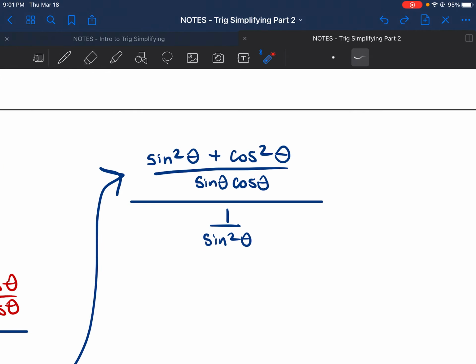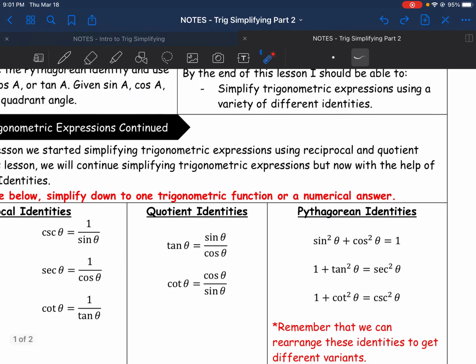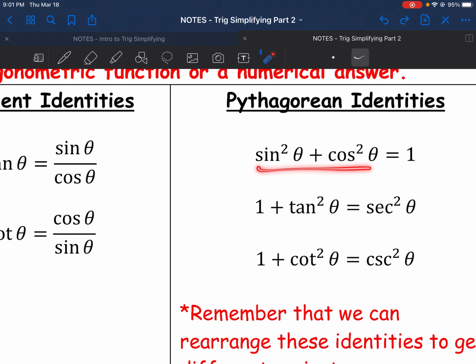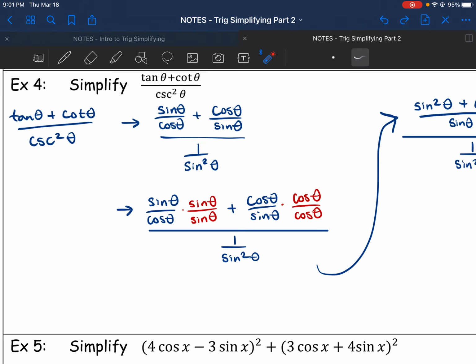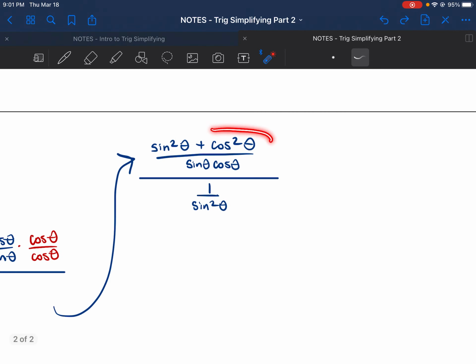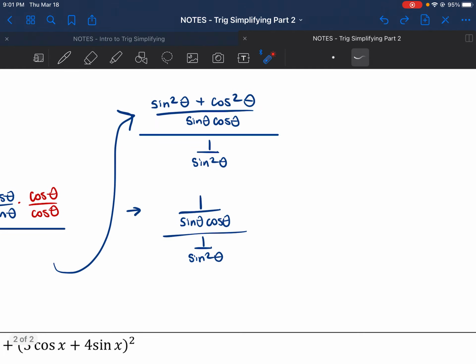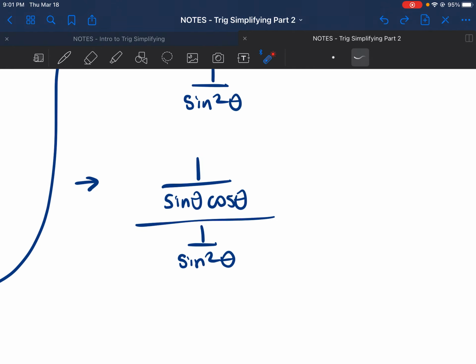So here's where we can start to think about using identities. I can really make this numerator easier because I look at sine squared theta plus cosine squared theta, and I notice that's just equal to 1. So I'm going to go ahead and replace this entire piece, the sine squared theta plus cosine squared theta, with a 1. And now the problem is starting to look significantly easier.